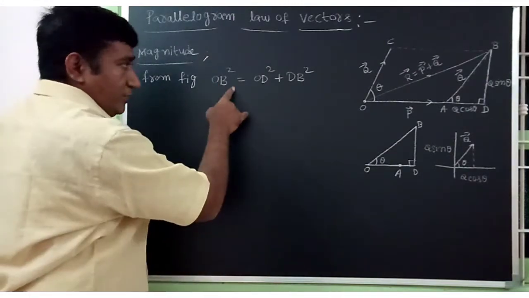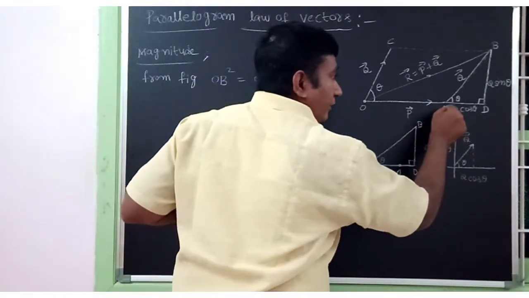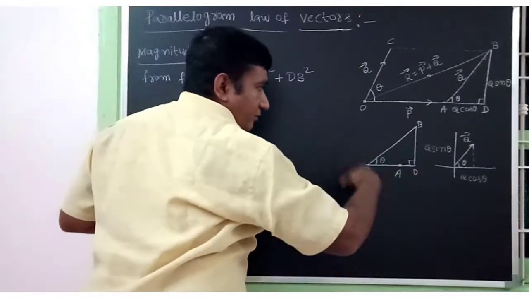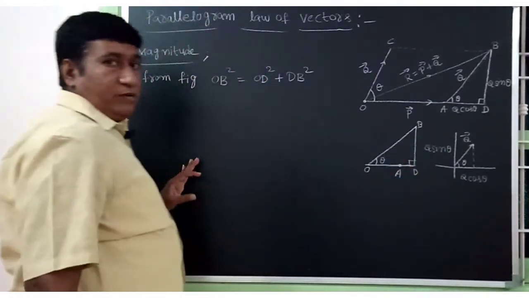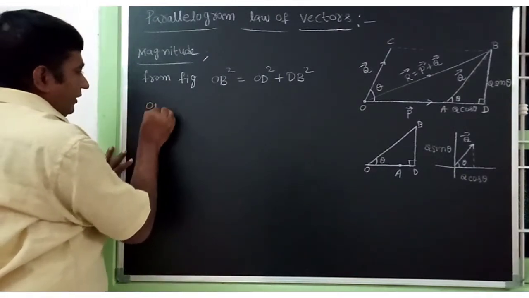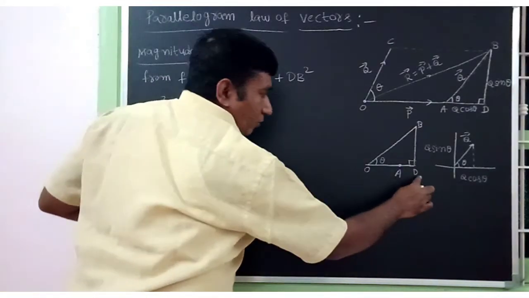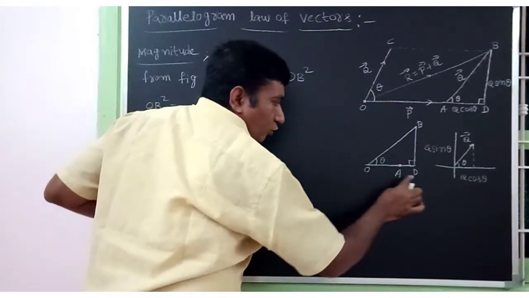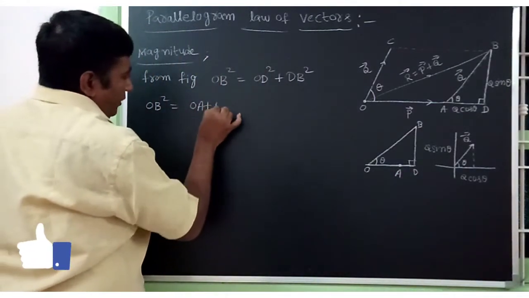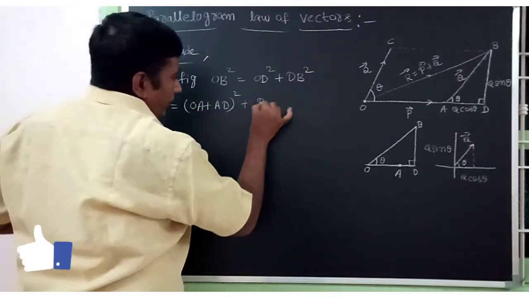Here we should understand this carefully. Most students take from O to A and then A to B, so we are not going to get the answer. We should take the right angle triangle like this. With the help of this, OB square equals OD square, where OD we can divide into two components, OA plus AD. So OB square equals OA plus AD whole square plus DB square.